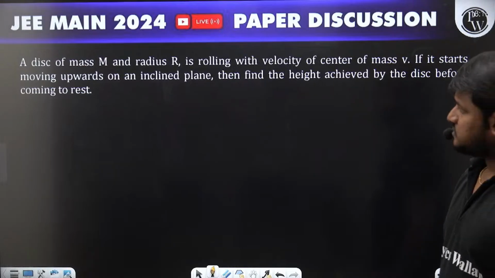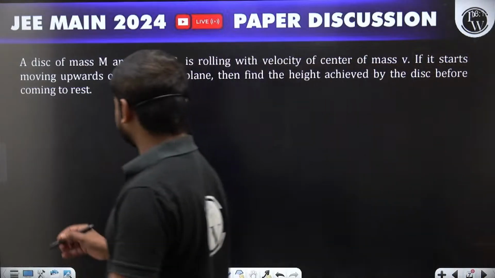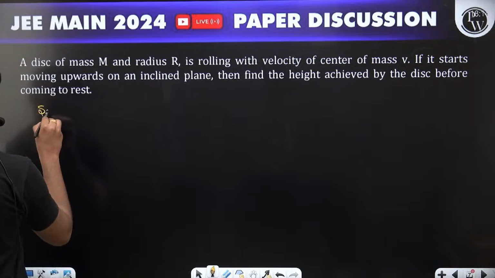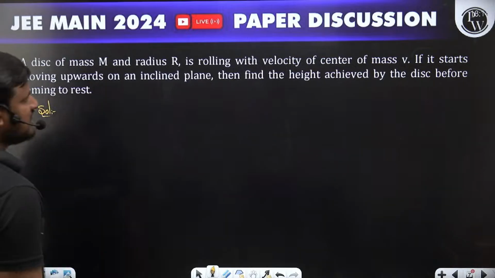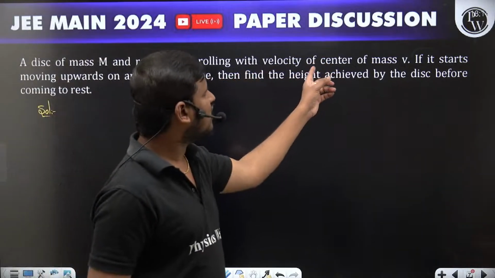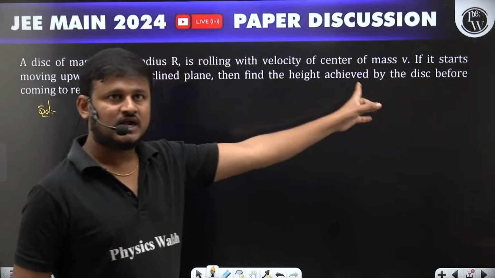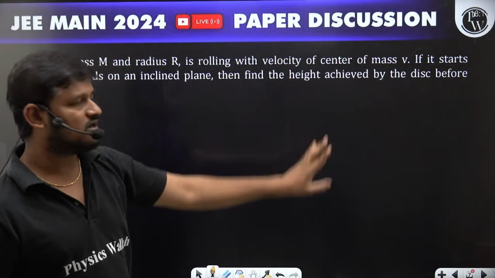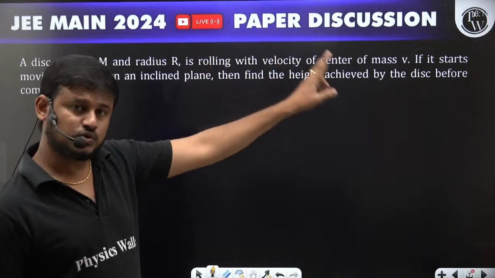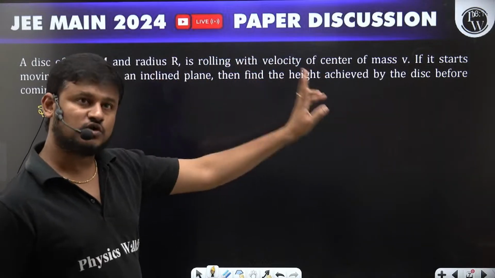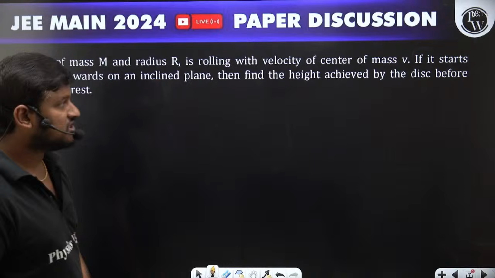So the next question is from rotational motion. There is a disk of mass m and radius r, rolling with a velocity of center of mass v. Understand the question. This is a bit difficult question. Those students who did the rotational motion can solve this one.